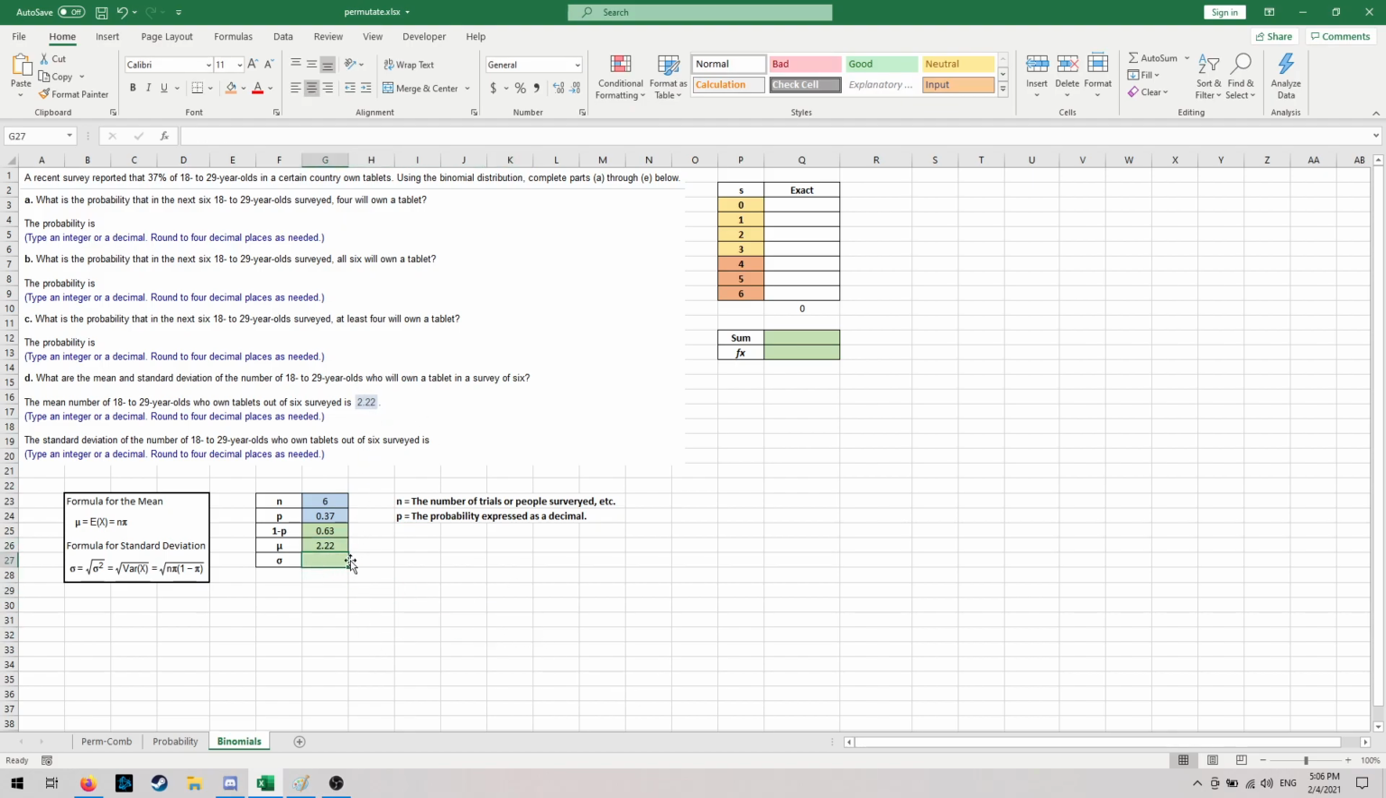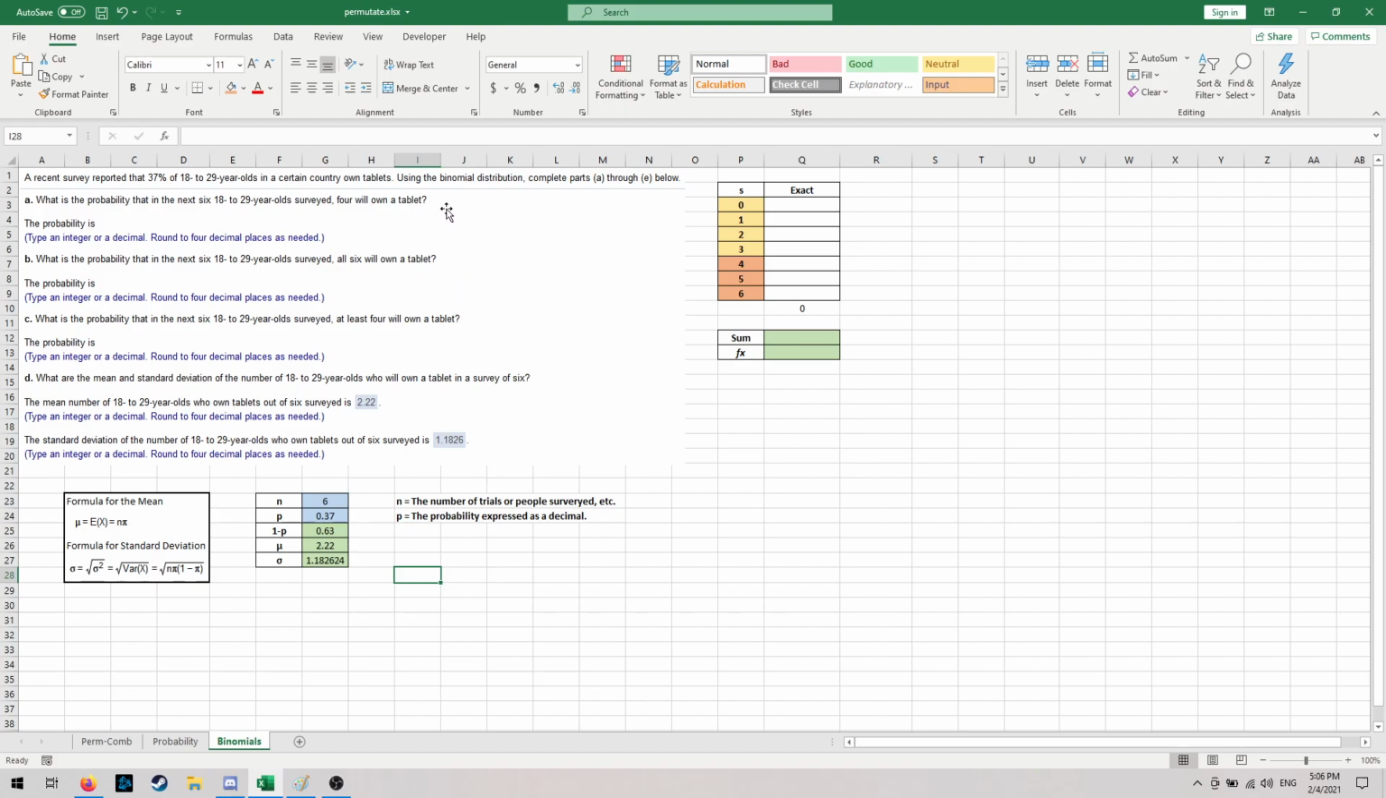And for standard deviation, this is a lot simpler than it was in the previous video. What we're going to do is multiply these 3 numbers together and take the square root of it. So we're going to use the square root function. And then we're going to multiply 6 times 37% times 63%, close our bracket, and we're going to get 1.182624. And if we look here, we can see that that's the right answer. That's our standard deviation, or our sigma.